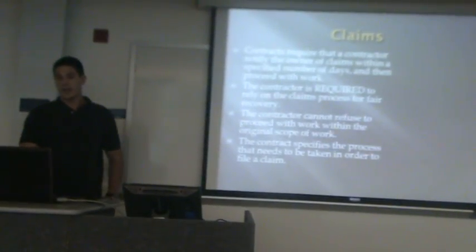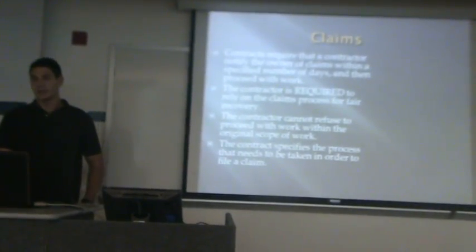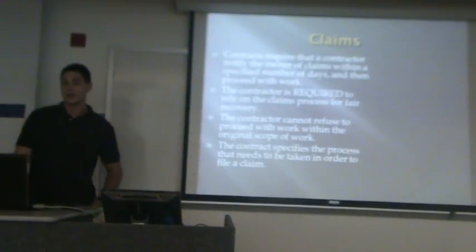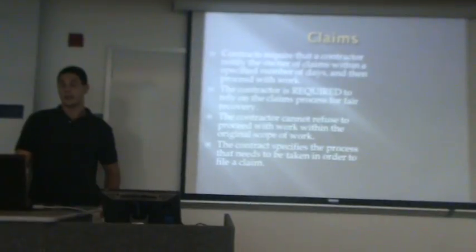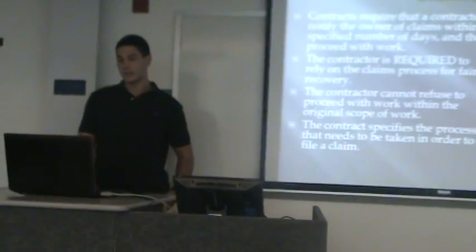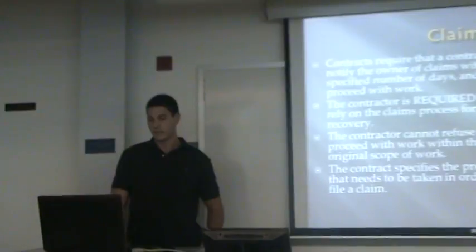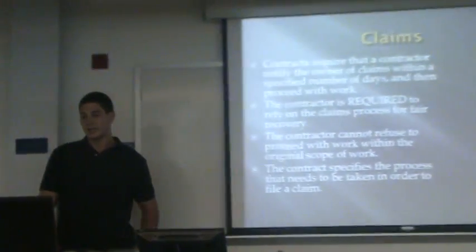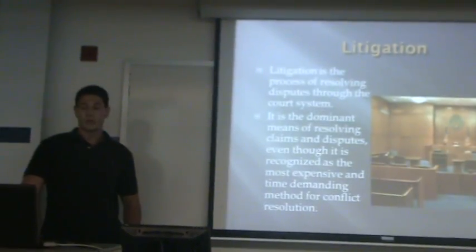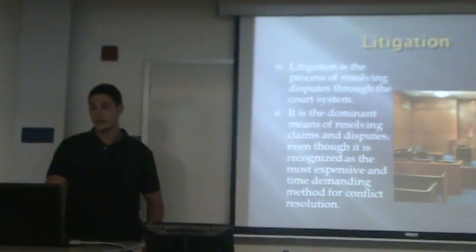And then in the contract, it requires the contractor to notify the owner of claims within a certain time. It will be specified by the contract. And then the contractor is required to rely on the claims process for fair recovery. The contractor cannot refuse to do work as long as it's within the original scope of work after the claim's been put forth. And then the contract specifies the process that needs to be taken in order to file a claim.